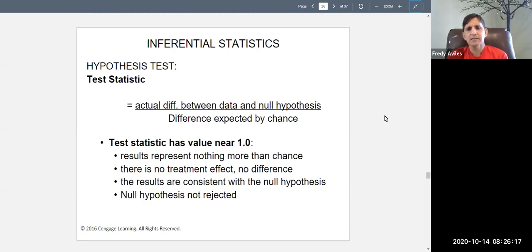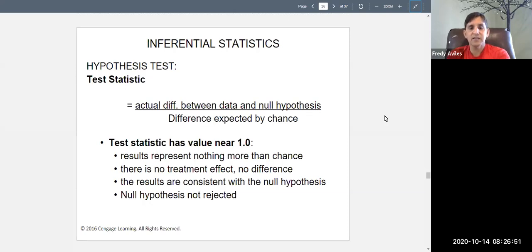So let's say that you found a difference in the data, right? A difference of, let's say, 1, okay? The null hypothesis predicts that there would be a 0 difference. That's what the null hypothesis says. So the difference there is 1 minus 0, well, 1, okay? That's what's in the numerator. The difference expected by chance, let's say by chance you expect about a 1. Okay, 1 divided by 1 gives you 1.